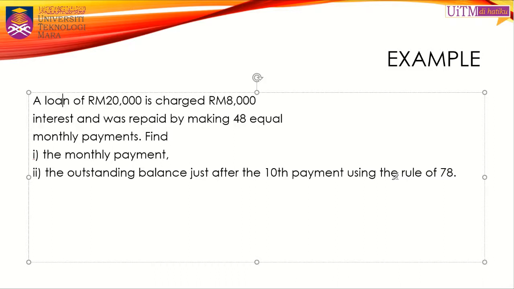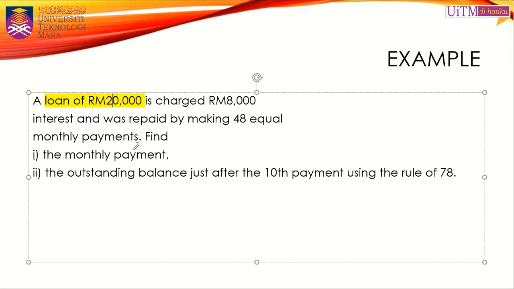All right, so first of all, as usual, whenever you want to solve a problem, what you need to do first is to identify the information given. The first information given here is a loan of 20,000. So that means you are taking a loan, so this is the initial amount. In the installment purchases topic, when you talk about the initial amount, this refers to the balance or the original balance.